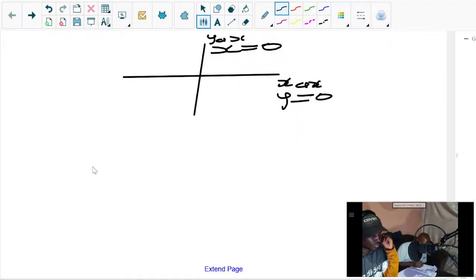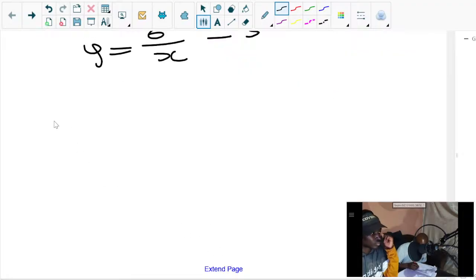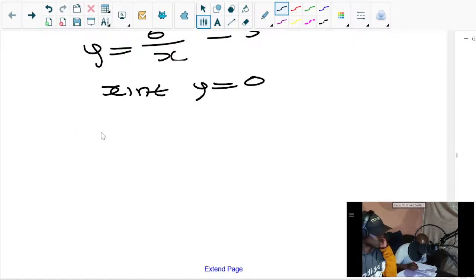So everywhere we see y, we're going to take our equation. Let's write the equation again: y is equivalent to 6 all over x minus 3. For the x-intercept, we just spoke about it. So we're going to write x-int, because your marks are going to suffer there. You need to write it correctly. So x-int is going to be equivalent to y is equivalent to 0.